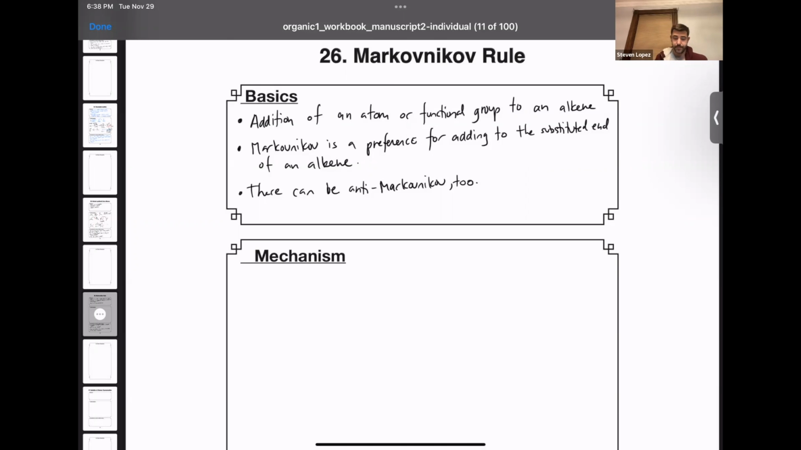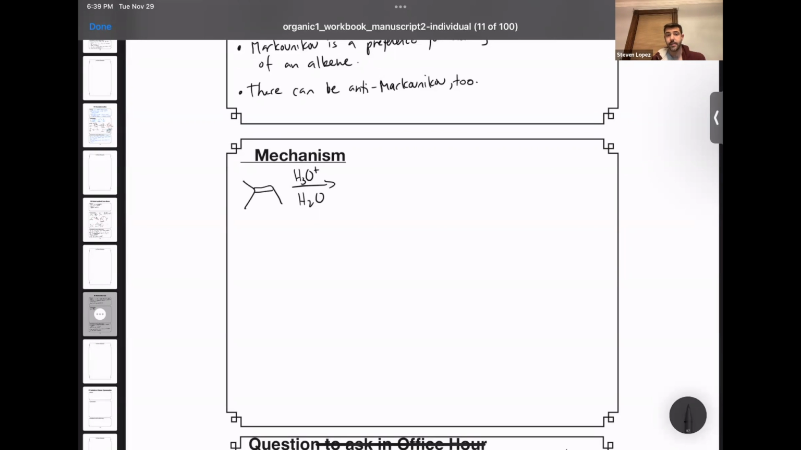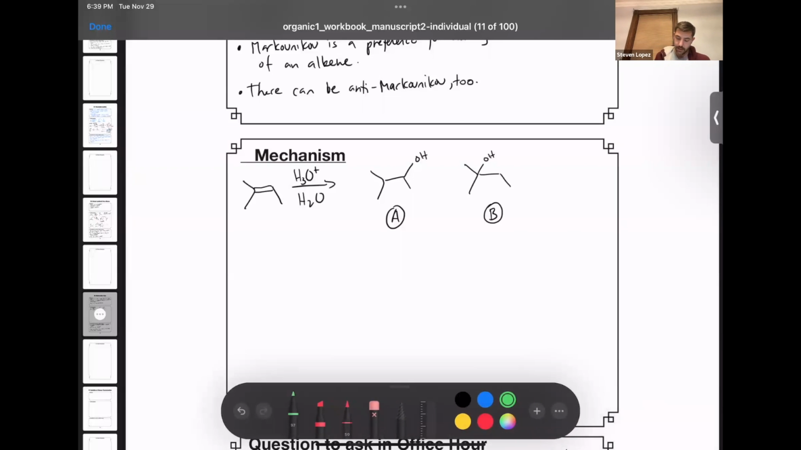So let's show some examples. Suppose you had the addition of acid, H3O+, and water to this alkene shown here. The two products that you can get from this reaction are these two. We can have the alcohol add to the less substituted side of the alkene, or you could have the alcohol add to the more substituted end of the alkene. And just so we're totally clear, when I say the more substituted end of the alkene, I'm talking about the green terminus here, which I'm showing with this green dot, and the less substituted side is the blue dot.